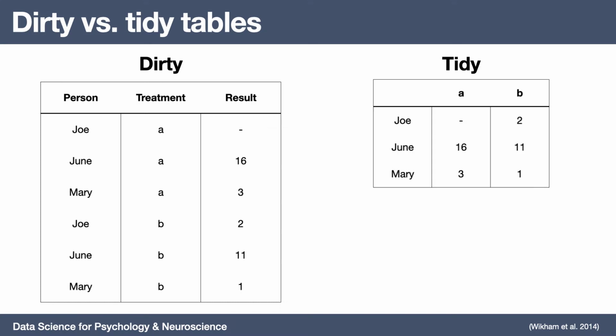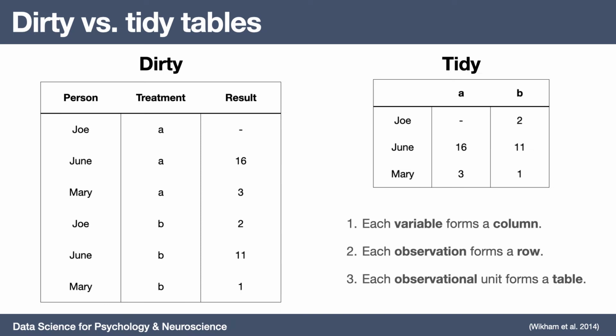So in order to tidy the data table, you would want to have it look something like this, with the missing measurement in Joe for condition A, the response in condition B. Now, each person, observational unit, is a row and each variable is a column. So each variable A and B forms a column as well as person. Each observation forms a row, and each observational unit forms a table, the single table of the treatment condition effects for these three participants.